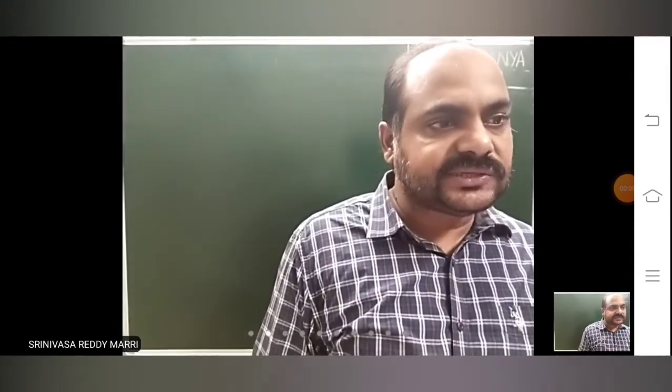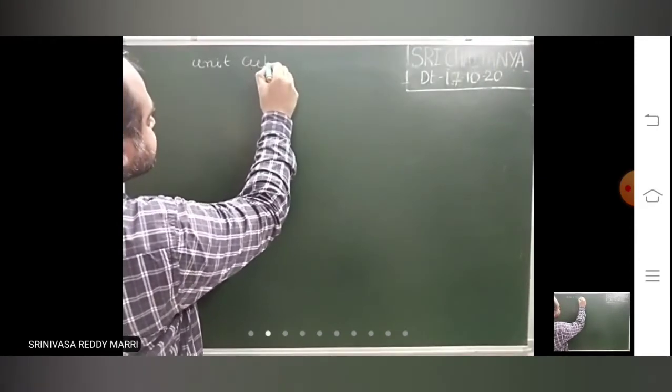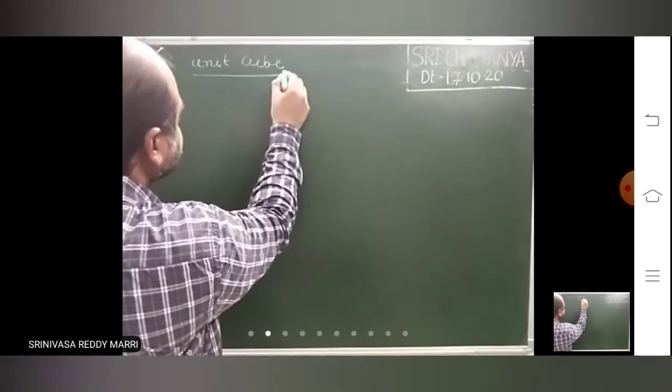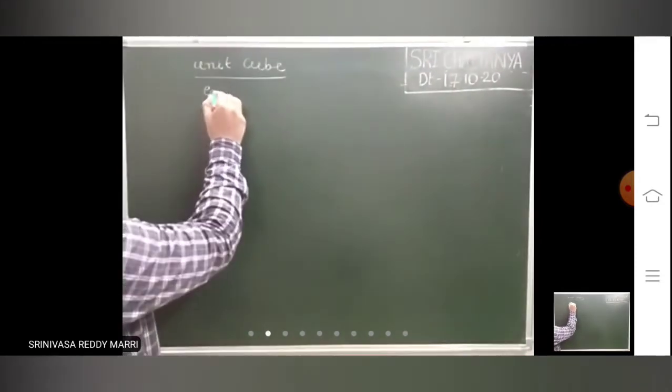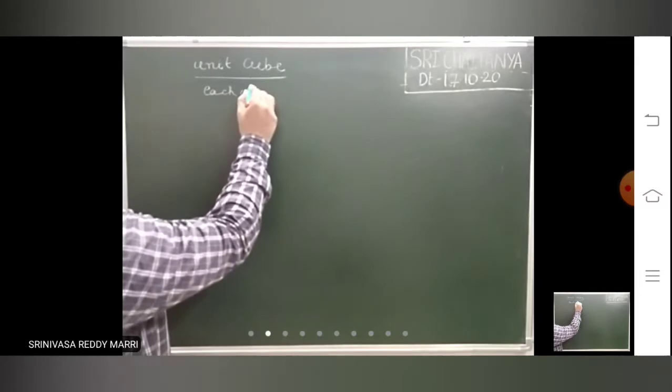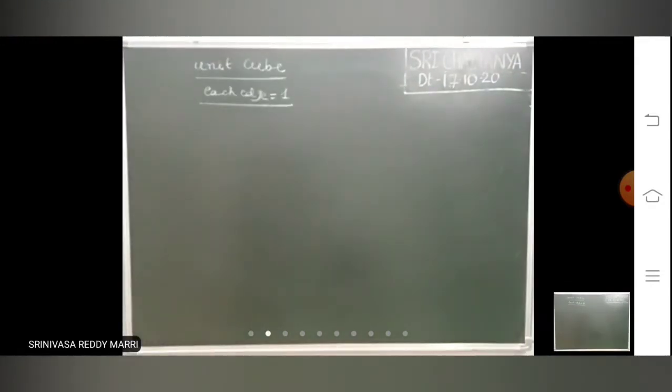Parallelepiped, I told, in that every face will be a square. Suppose there are 6 squares, then it will be a cube. Look at it. Unit cube. For a unit cube, whenever a problem is given regarding a cube, you take it like this. Unit cube, let us say. That means each edge is 1.